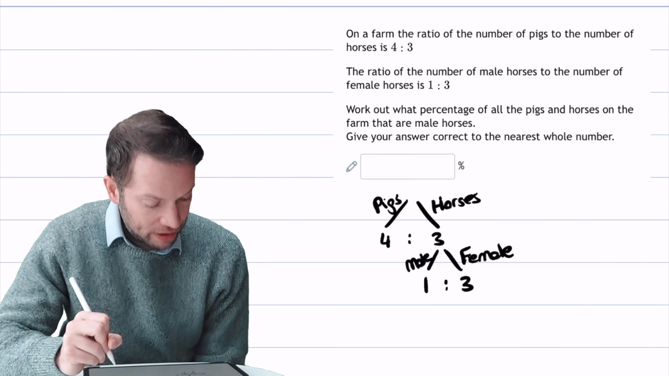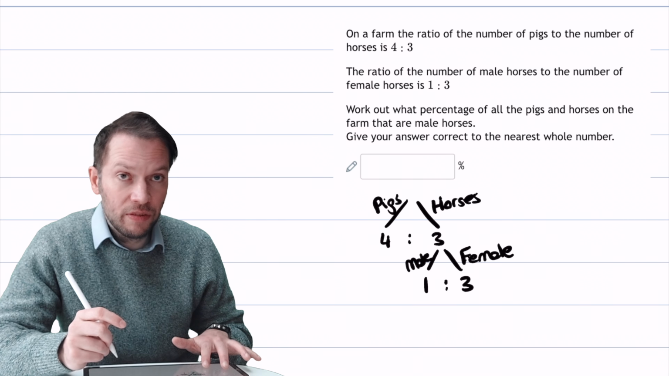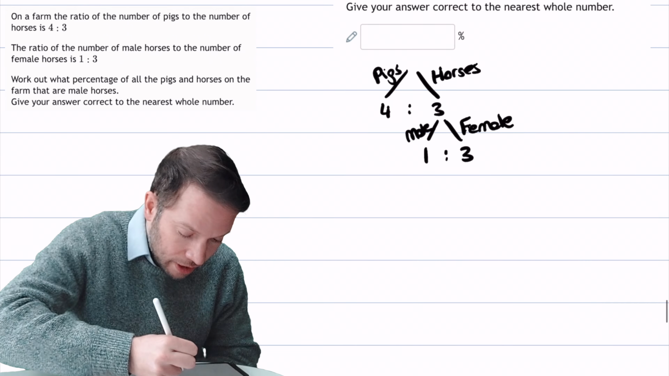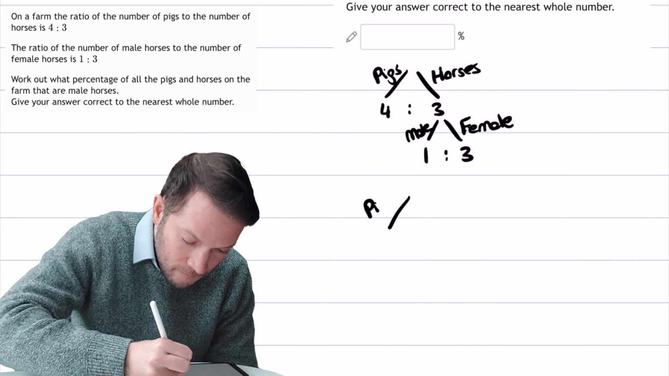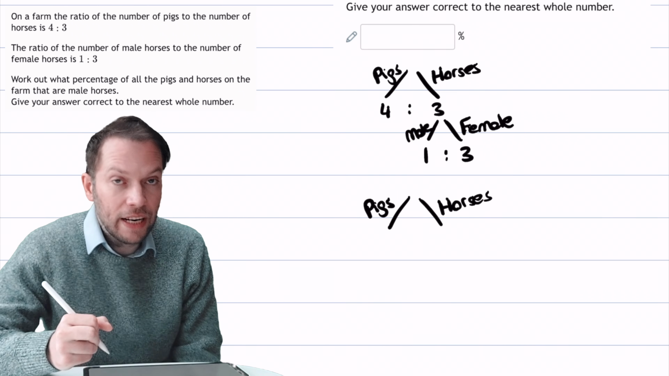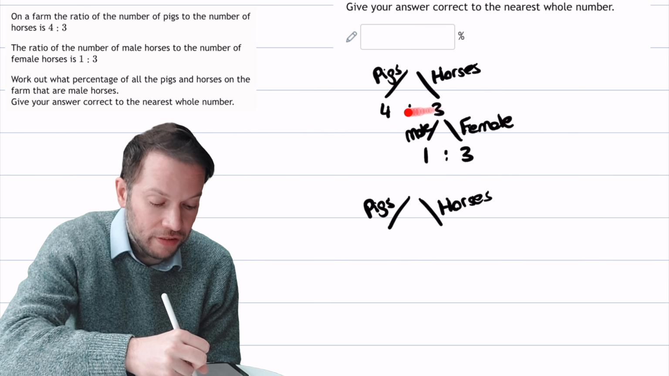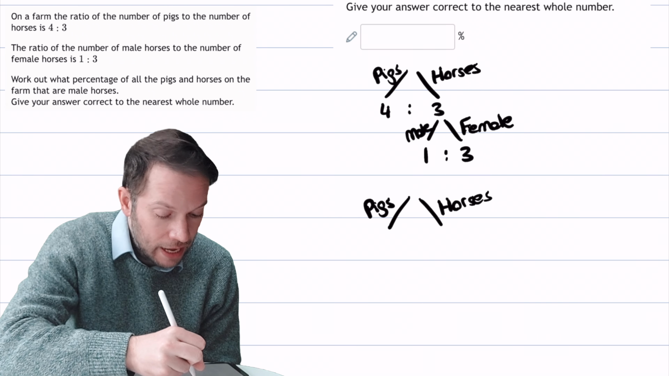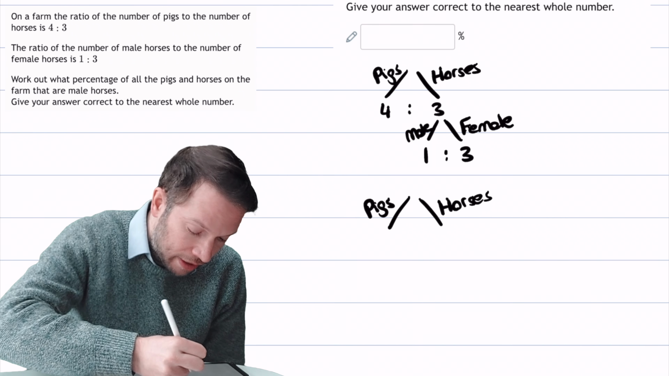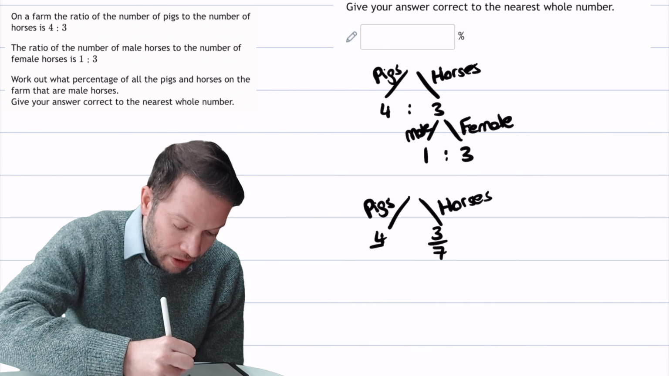And we want to work out what percentage of all the pigs and horses, all the animals, are male horses. So we can turn this into a tree again, but with fractions instead. If we've got pigs and horses, let's think what fraction of the animals were horses. Well, in total, of all the animals, we've got 7 parts. And 3 parts of those 7 parts were horses. So we can see that 3/7 of the animals were horses. The pigs would be 4/7, but we don't really need that.